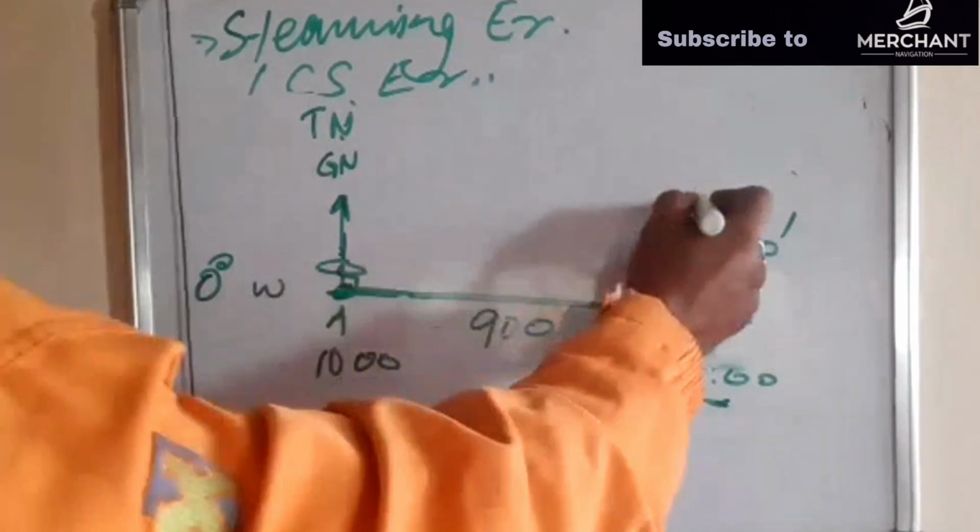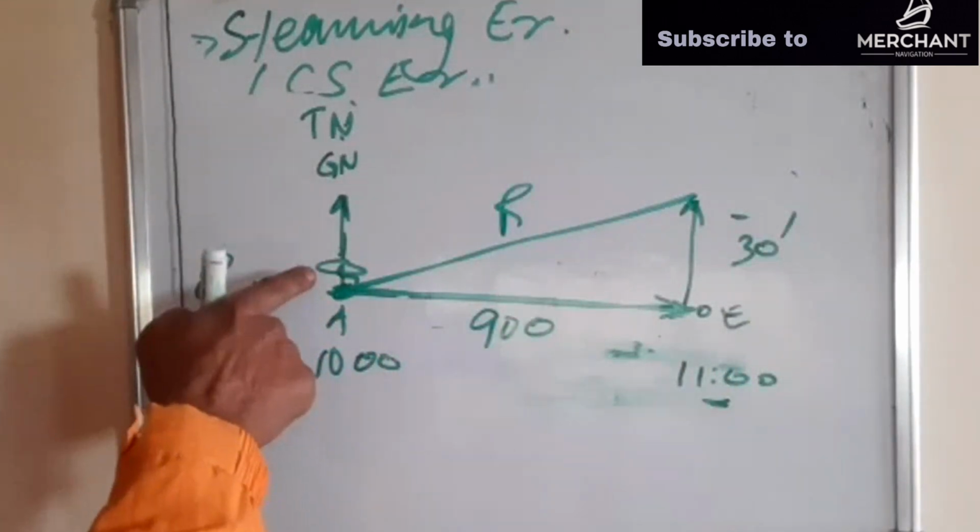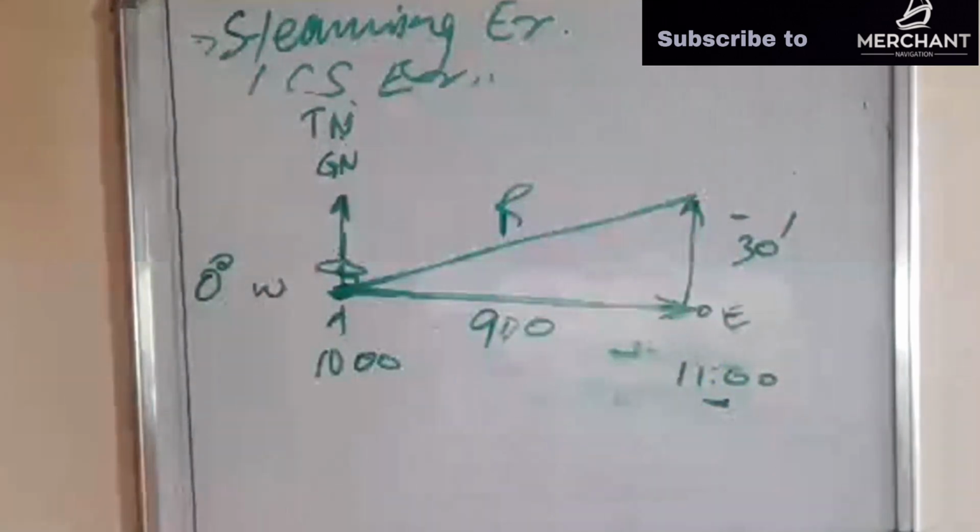She started from here and she reached here. So the resultant motion that the gyro experienced was from here to here. Is it correct or not?